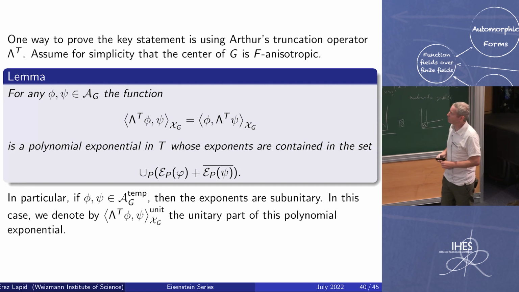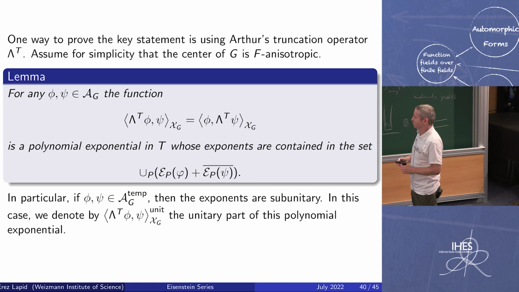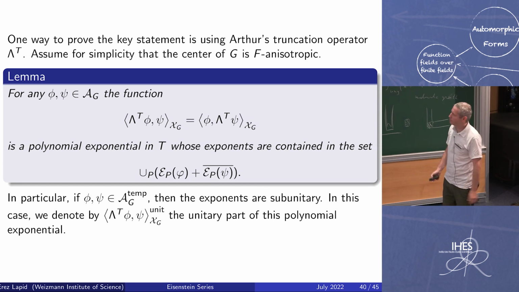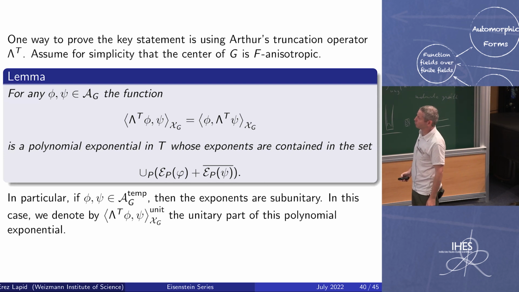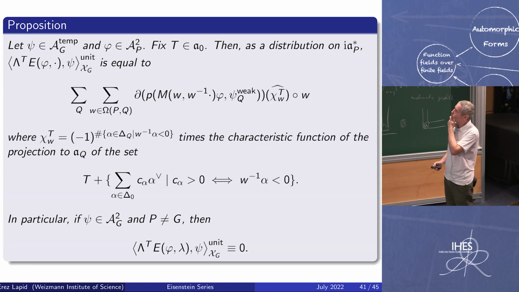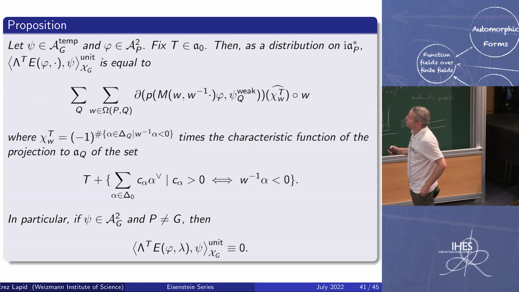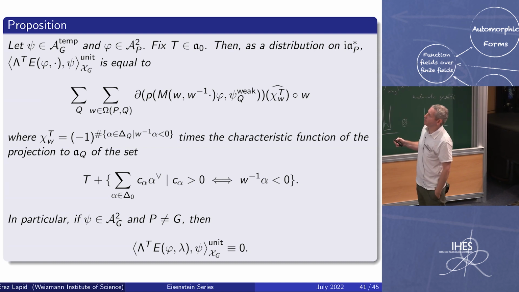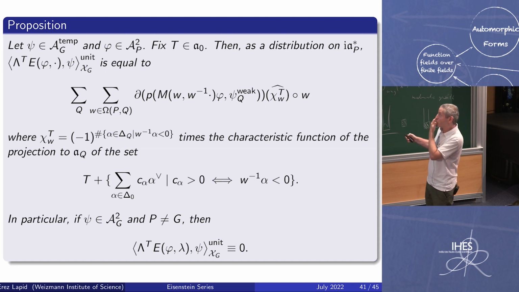So you can take the unitary part, which is reminiscent of what we did with the weak constant term. So that's what we will need from the Arthur truncation. Here I will not go into details, it's useless, but the point is that there is a more precise formula for the inner product of truncated Eisenstein series with psi, and it's a little bit more involved, but it has a similar feature.